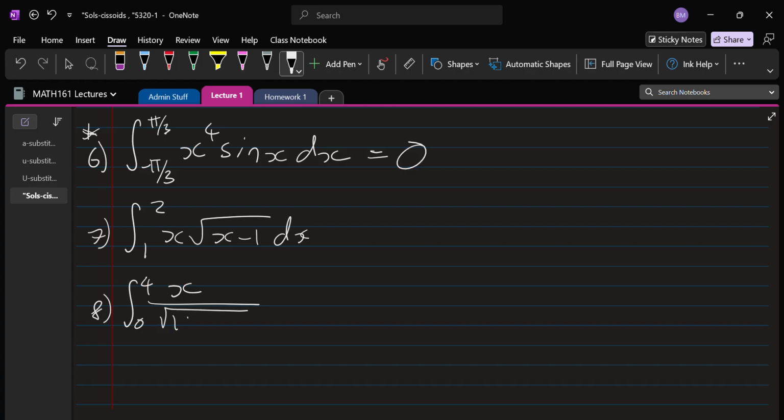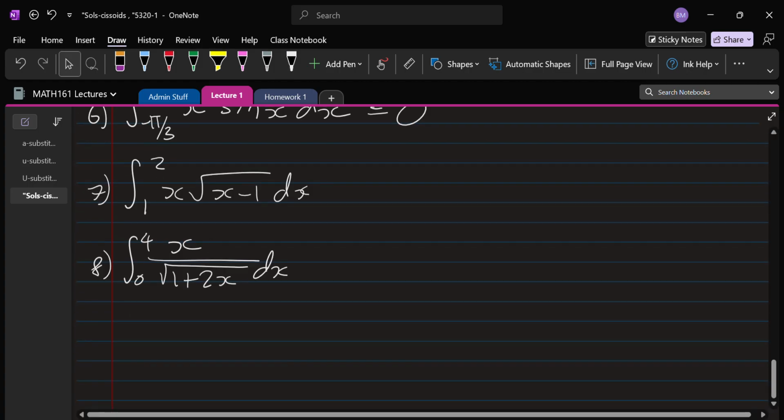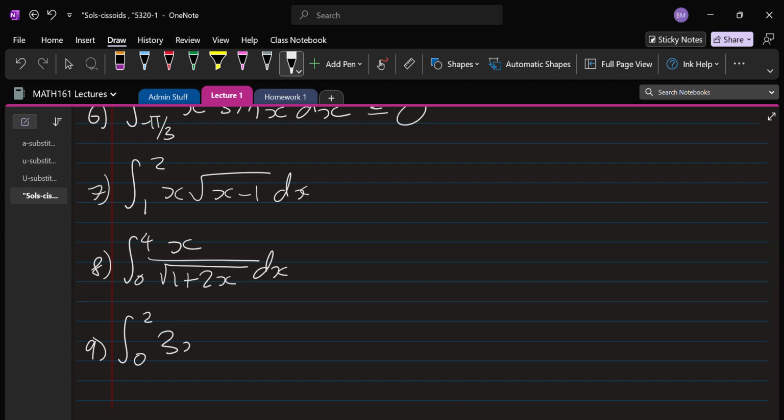Also, when I start showing problems more than once, you should get the idea that it's coming up in a quiz. Maybe, I don't know. Then 0 to 4, x over root 1 plus 2x dx. That also looks familiar.